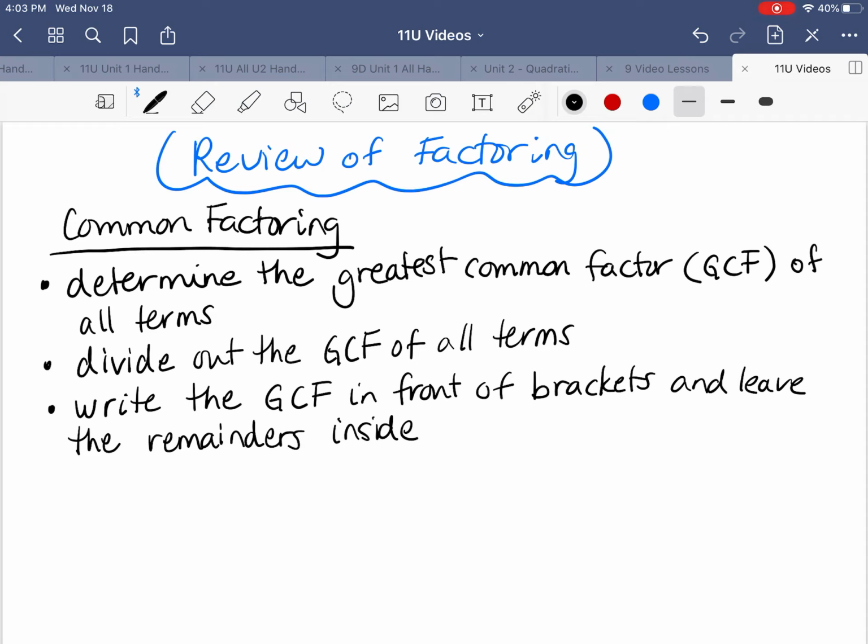Let's do a review of factoring. Everything I'm going to go over, you should have learned in grade 10. We're going to start off with common factoring. And here are the steps to common factoring before we go through some examples.